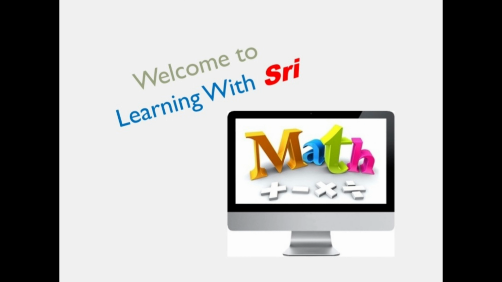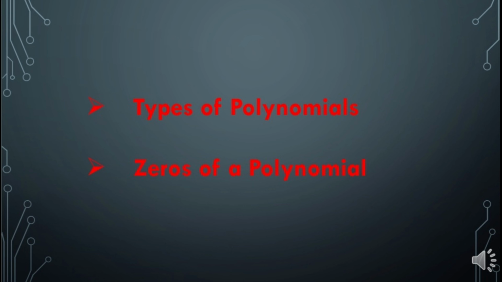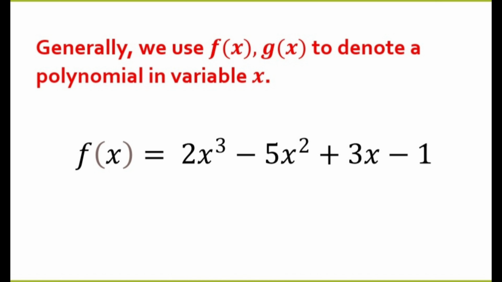In our previous video, we learnt about the definition of polynomials. We also learnt about the difference between algebraic expression and polynomials. In this video, we are going to learn the types of polynomials and zeros of a polynomial.